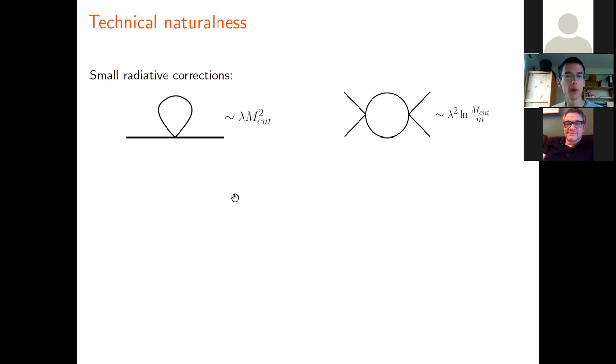But that's not the case in this model, because here the small parameters that we need, basically those quartic couplings, are very stable under radiative corrections. Here are some schematic computations of radiative corrections to the mass of the scalar field and to the quartic interaction. You see that they are very small, basically because to compute these radiative corrections you have to insert a vertex here, and this vertex is of order lambda. So you can compute the radiative correction to the mass, for example. You find this simple expression, and you see that this is smaller than lambda, so it's very small.